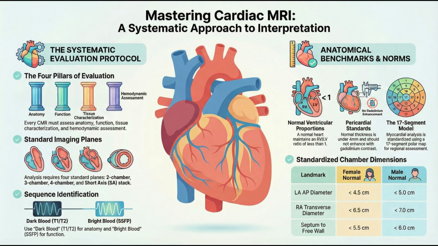If the image looks terrible because of metal, don't just keep trying to fix the SSFP. Switch to GRE. Exactly. It's the backup parachute. You hope you don't need it, but when you do, it saves the exam.